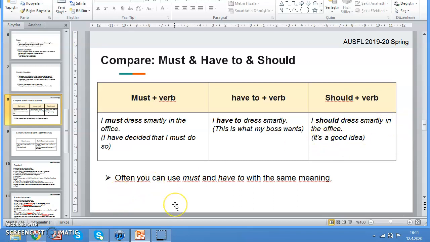Actually, often you can use must and have to with the same meaning, but as I said before, there is just a slight difference between them.